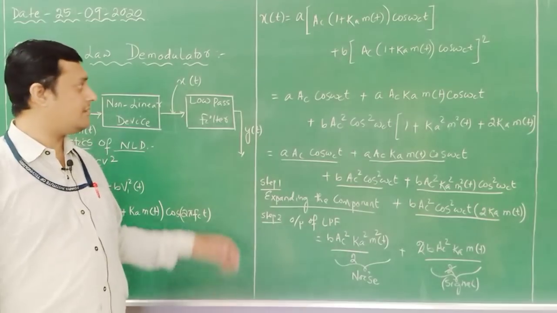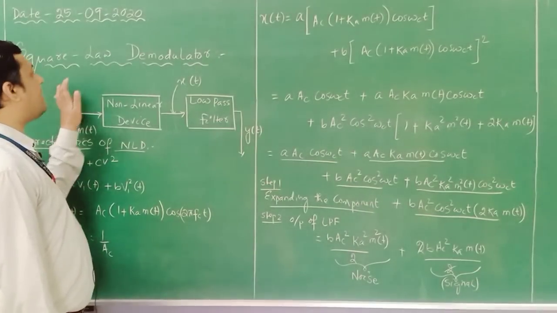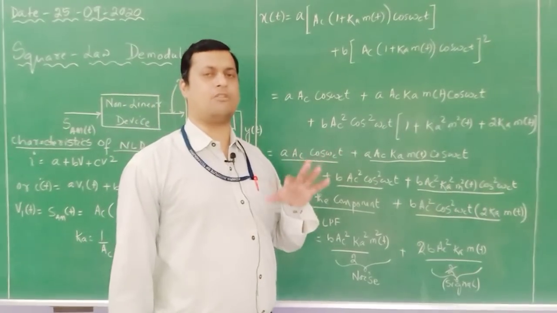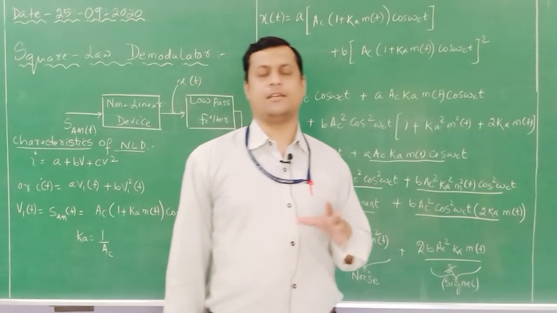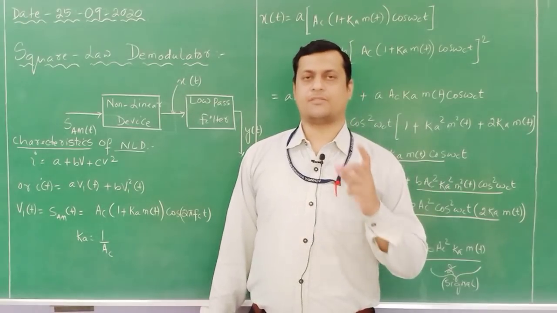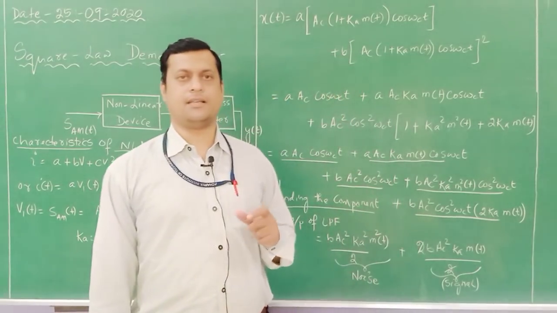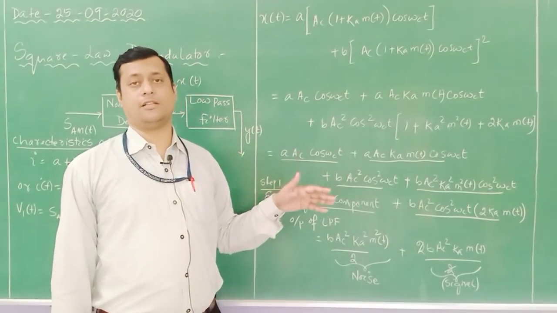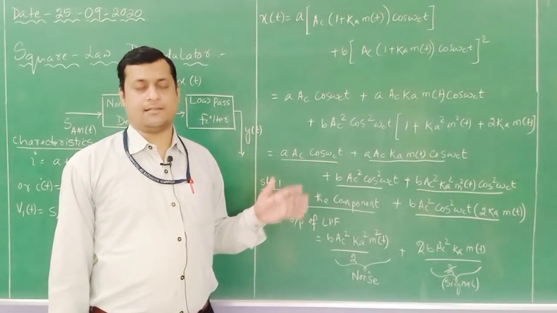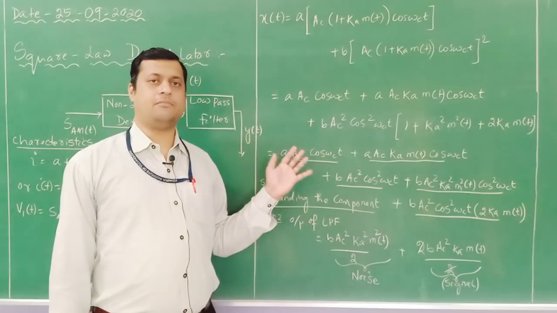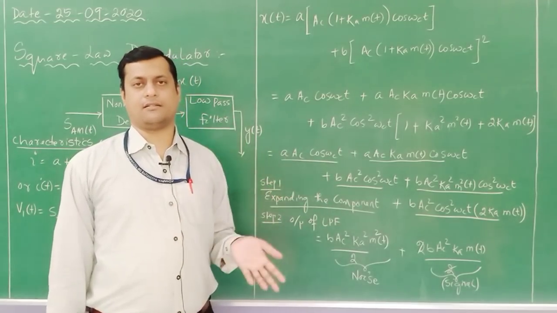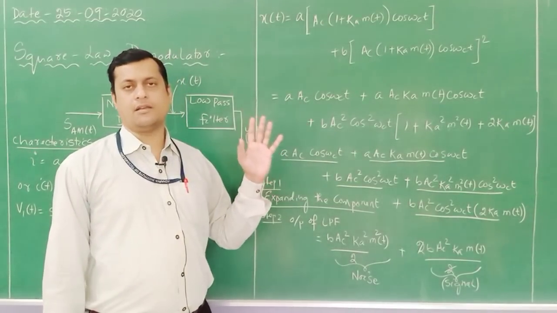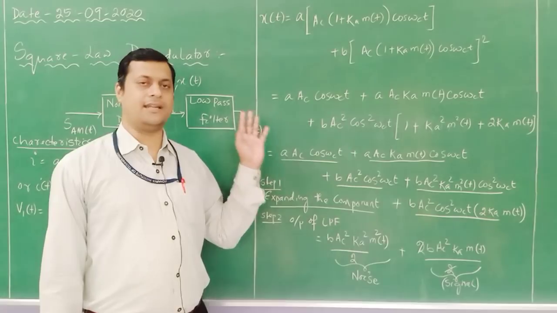Last class we discussed the square law demodulator. These relations we also discussed: how to get the modulating signal if I am receiving the AM signal. One by one, step by step, we will see how this modulated signal is converted into the modulating signal. This derivation is available in the last video also. It is the same derivation, but here I have represented it in terms of amplitude sensitivity.